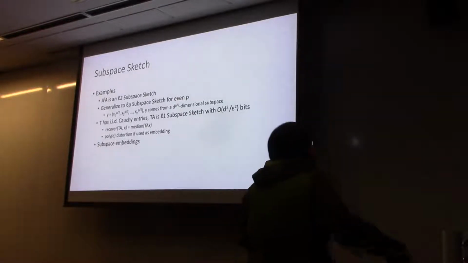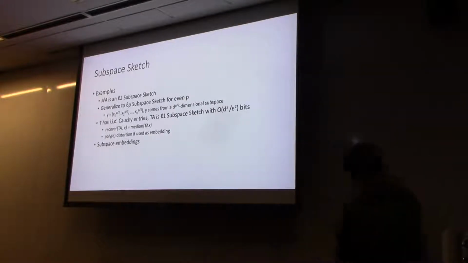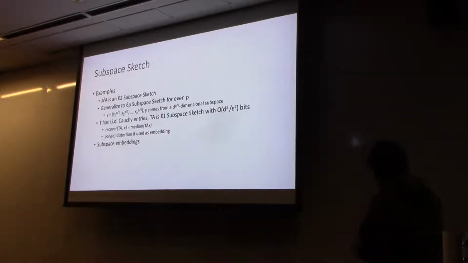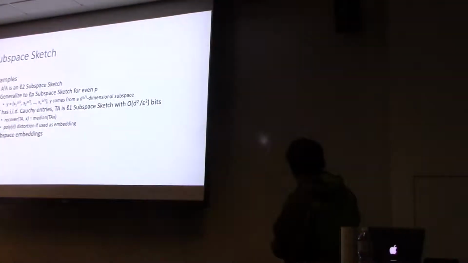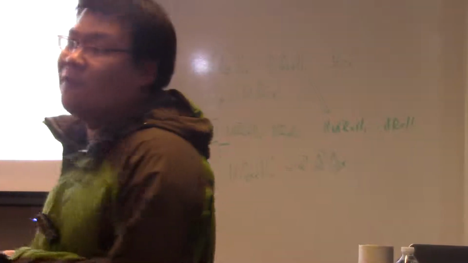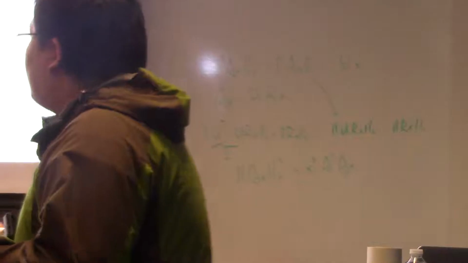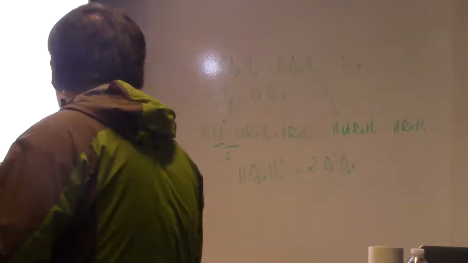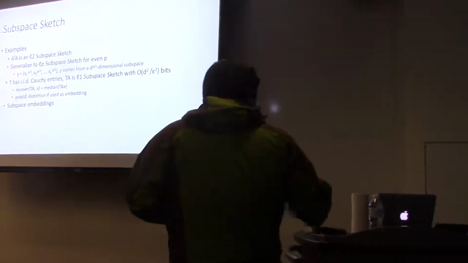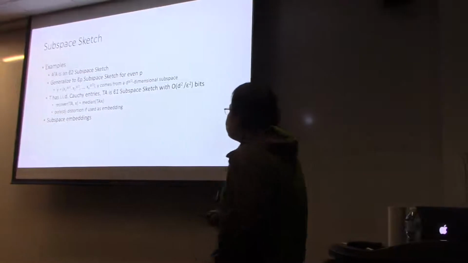Yeah, this is actually very simple because, well, the squared L2 norm of Ax, what's that? Well, this is just x transpose A transpose A x, right? So if you have A transpose times A, then you can just plug in this quadratic form and you will get the squared L2 norm of the vector. Right, so A transpose times A is an L2 subspace sketch with no distortion.